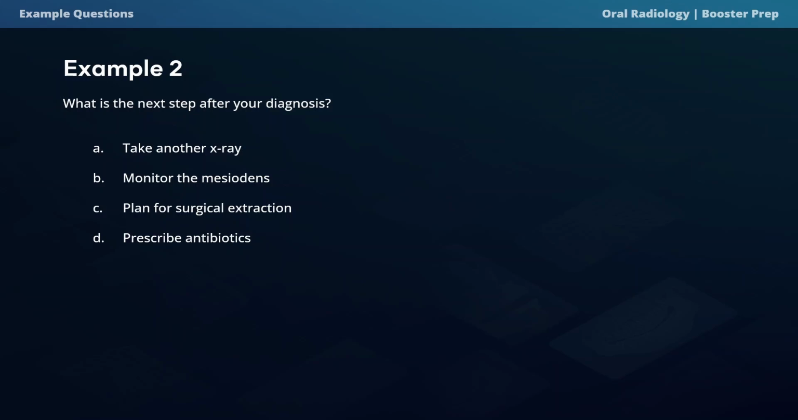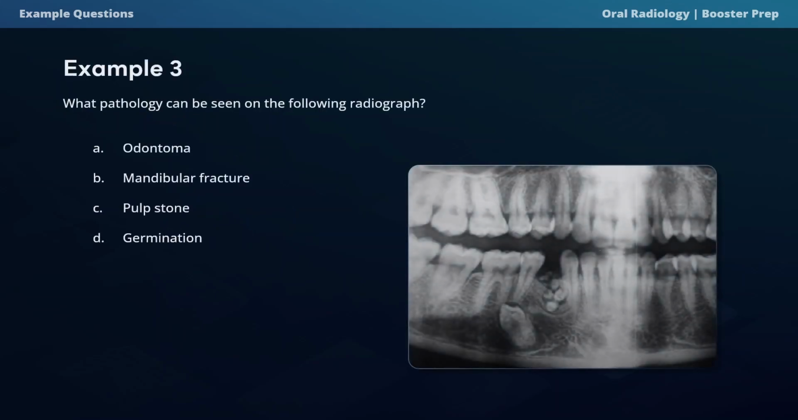Our second sample question asks, what is the next step after your diagnoses? Alright guys, take a second to pause the video and to answer the question. Okay, let's take a look. The correct answer here is C, plan for surgical extraction. So a Mesiodens is often extracted if it causes crowding or misalignment of the teeth. It can delay the eruption of the permanent incisors. It can lead to an infection or a cyst formation. It can affect the appearance of the permanent central incisors, or it can interfere with orthodontic treatment. So for all of those reasons, removal or surgical extraction of the tooth helps prevent any further complications, and it improves dental alignment.